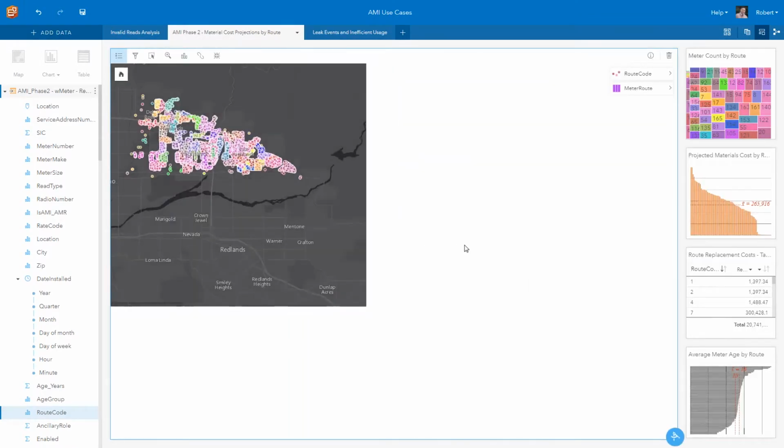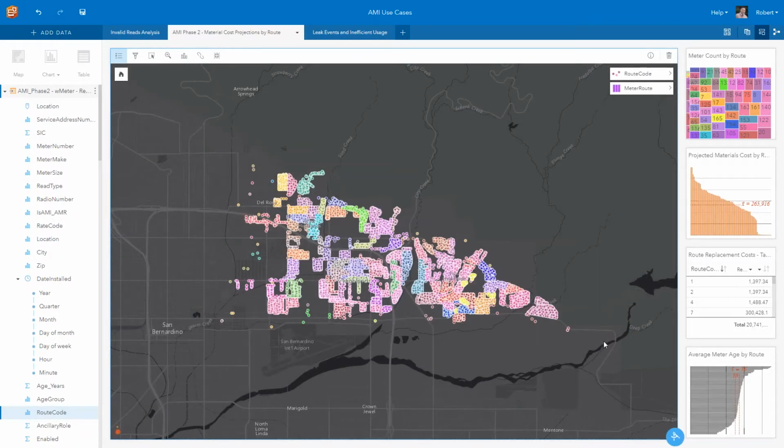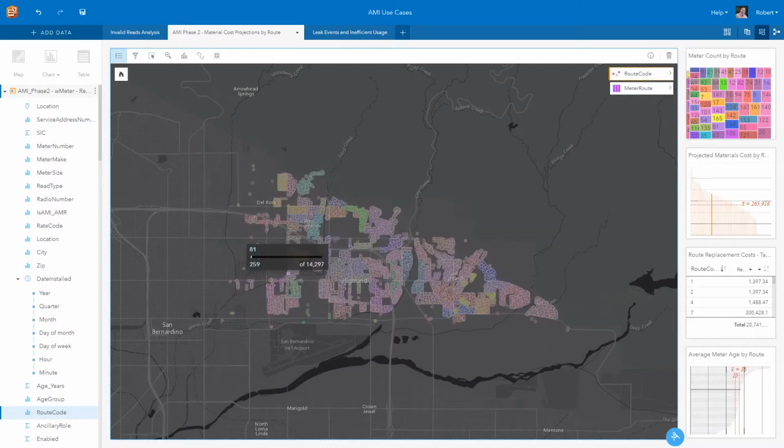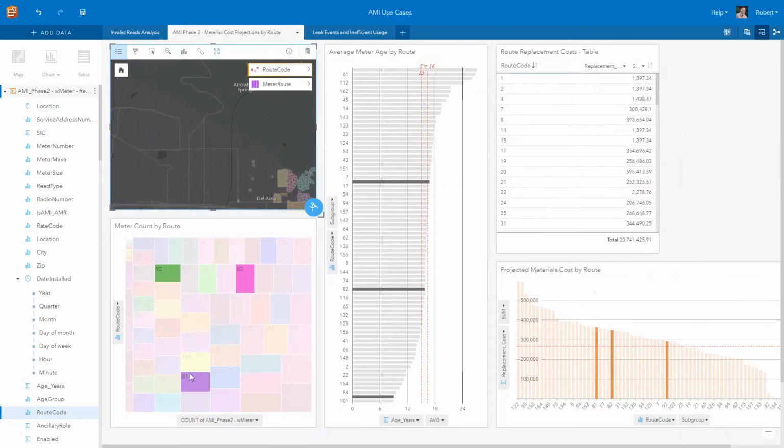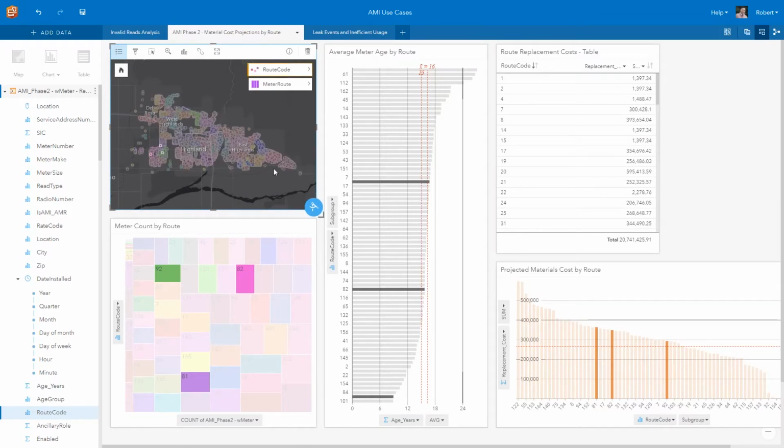So if I know which routes, let's say our headquarters is here on the east end of the map near the Santa Ana River. If I wanted to target the most far end of our service area, I'm able to select the routes here. So I've got 82, 92, and let's see here, let's call it 81. Okay, we're going to go back here. So this is by geographic area farthest away from our headquarters and our meter readers.